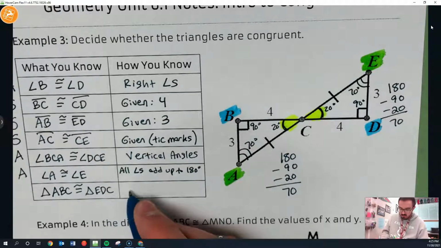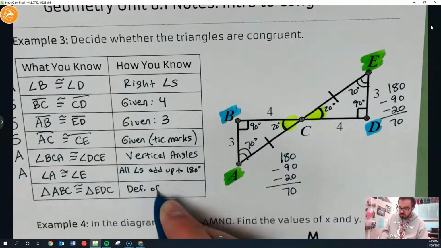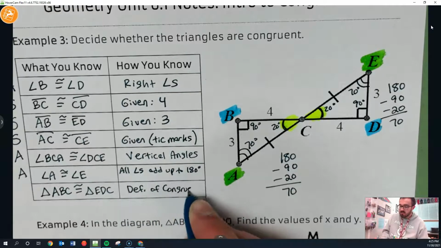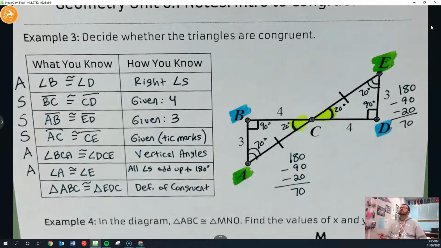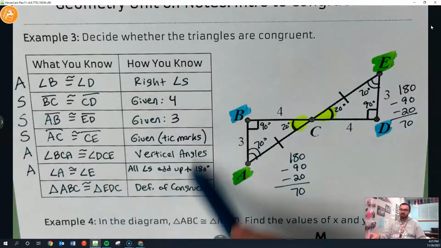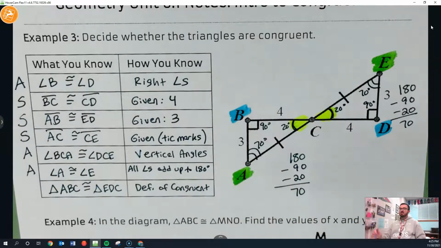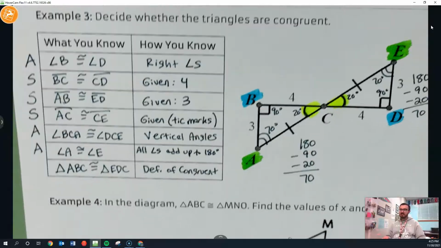EDC. This is because they are congruent. The definition of a congruent triangle is that all three angles are congruent and all three sides are congruent. And we just proved that with all that information. So this is going to be important because next lesson we are going to be focusing on proving that triangles are congruent to each other. Okay, let's look at example 4.